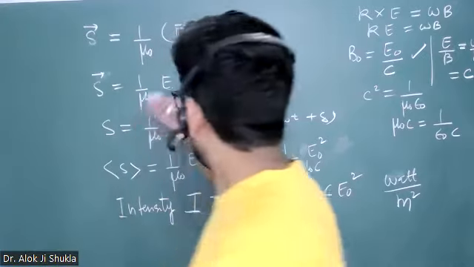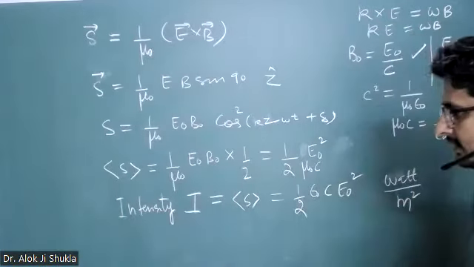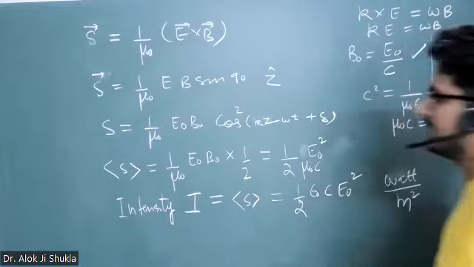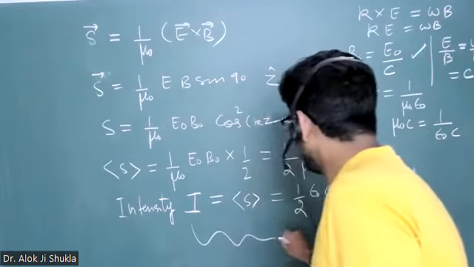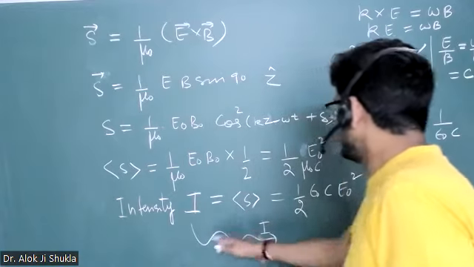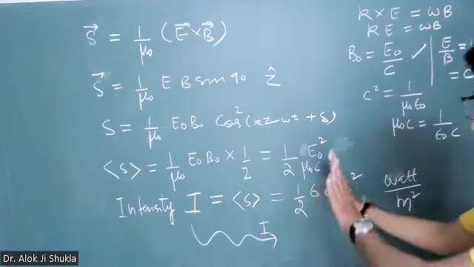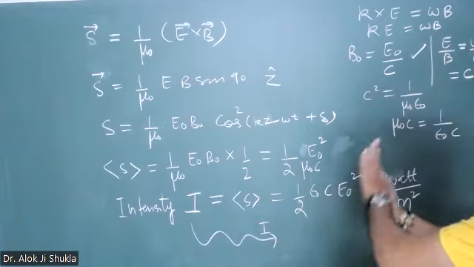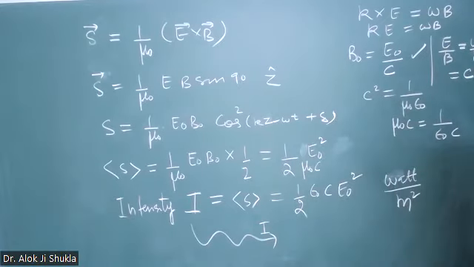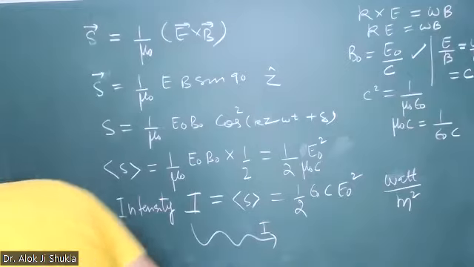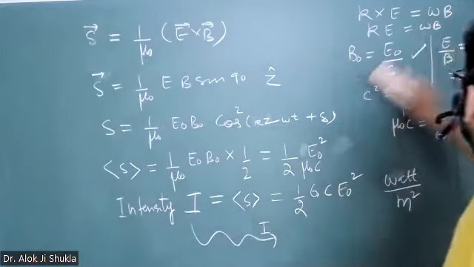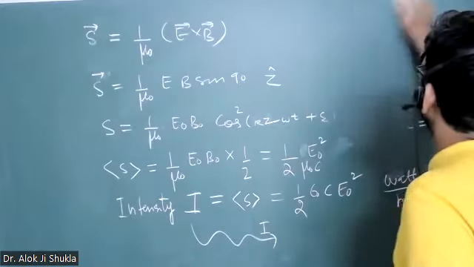So when an electromagnetic wave travels, this much intensity is transported. That means when an electromagnetic wave travels, this much intensity is transported with it. If any object comes in the path, the wave will strike it with this intensity. Okay? We can calculate a few other quantities also.